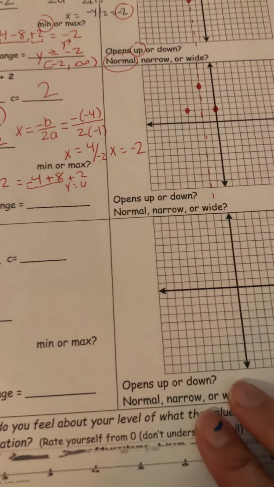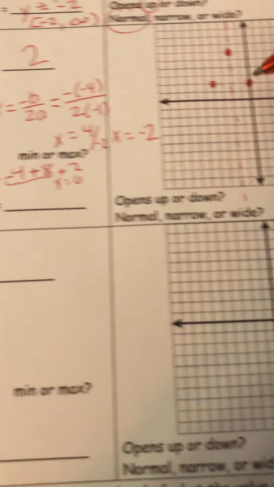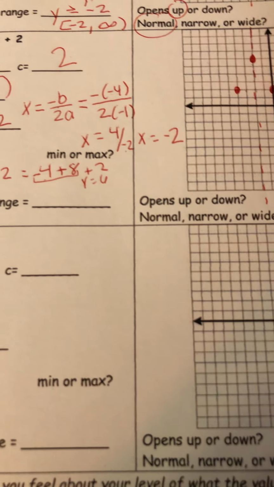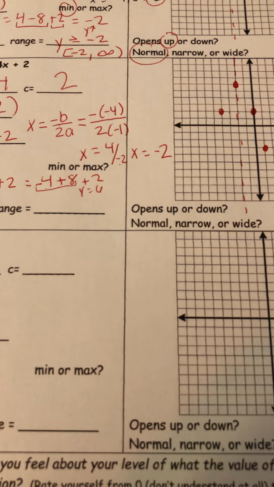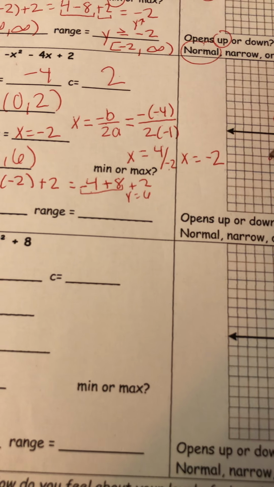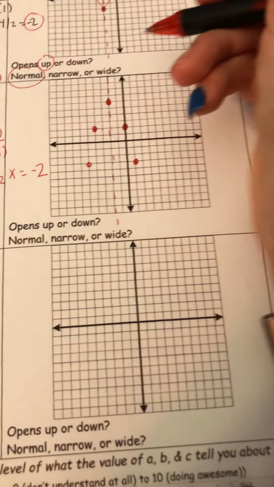You can always pause the video too if you need to copy it down longer. I just don't want to make you guys wait for an obnoxious amount of time. So that third point was at 1, negative 3. And then reflect. 1, 2, 3, 1, 2, 3. And now I can connect.